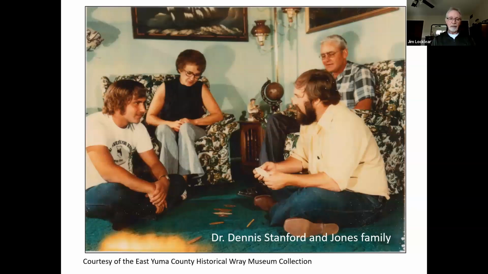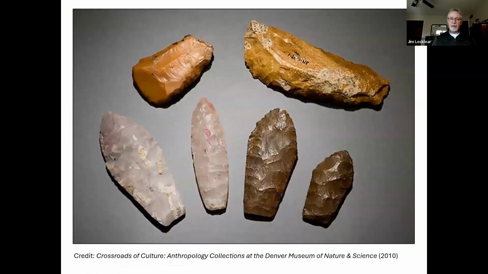And I love this picture that I got from the Ray Museum in the town of Ray. And so this is Dennis Stanford, world-renowned Paleo-Indian archaeologist, sitting on the 1970s shag carpet with the Jones family, Robert and Janie Jones and their son Mark. And you can see on the floor, you've got some of those artifacts, those spear points that were found mingled in with the bones in the Jones Miller site. And here's an image. These are now held by the Denver Museum of Nature and Science. They were held by the Smithsonian for a while.